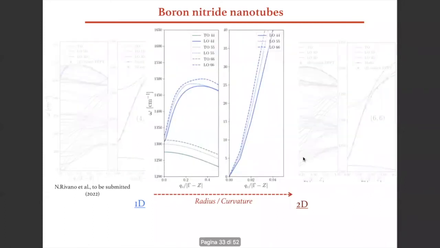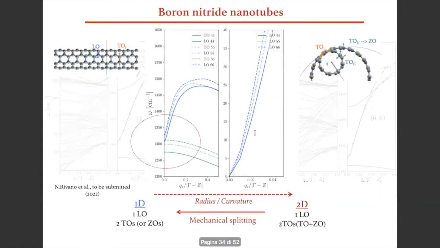Now, as you can see, we can basically summarize all the information here. Here there is a zoom on the LO modes and TO modes, and here just a zoom on the long wavelength behavior of LO branches for the three nanotubes. So what we can say is that, first of all, in terms of mechanical effects, when we increase the radius, we are decreasing the curvature of our nanotube, and we are more and more tending towards the 2D limit. So the tangential modes I mentioned before, the ones in orange here, are basically tending to close the gap with the longitudinal optical modes. And this is because in 2D hexagonal boron nitride, we know that the modes are degenerate at gamma. So this is the kind of trend we expect in terms of mechanical splitting.